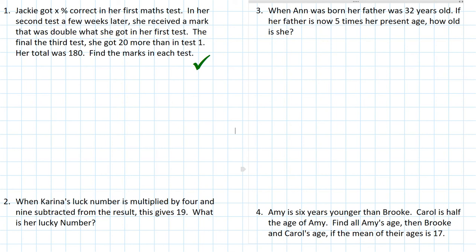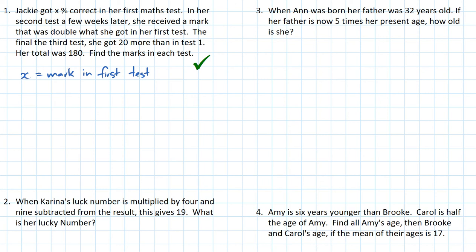Number 1. So we've got Jackie. She gets X% correct in her first maths test. So I'm just going to write X here, and X is the mark in her first test. With any word problem, at some point you need to come up with some variable. In this case we're looking at marks in a test, so percentage marks, and we don't know what those percentage marks are, so we're going to let X equal the mark in the first test.